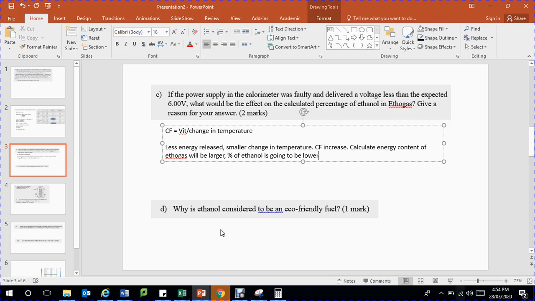Question D, why is ethanol considered to be an eco-friendly fuel? So if we remember, ethanol, we can make it through the fermentation of crops.